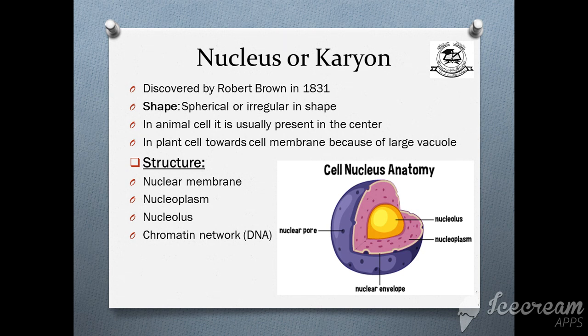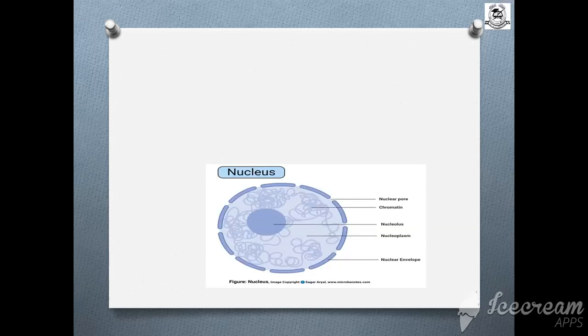Okay, so the basic structure of nucleus: nuclear membrane, nucleoplasm, nucleolus, and chromatin network, which is made up of DNA. DNA stands for deoxyribonucleic acid. Now we will discuss all these four parts. Now you can see this is the picture of nucleus. Nucleus is enveloped by a double membrane called nuclear membrane. Alright, this one. This is nuclear membrane.